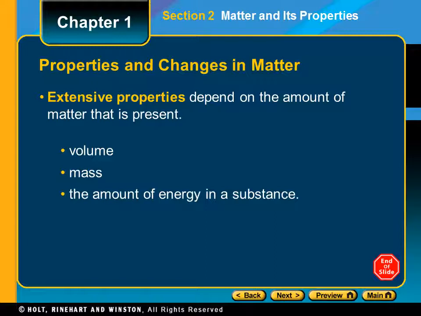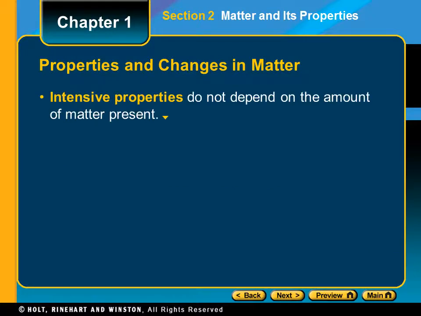And then the amount of energy in a substance. How much energy does that substance hold? Very often the amount of energy a substance has to do with the bonds, how many bonds there are. And those are all extensive. We can also look at what we call intensive properties. And these are properties that don't depend on the amount of matter present.